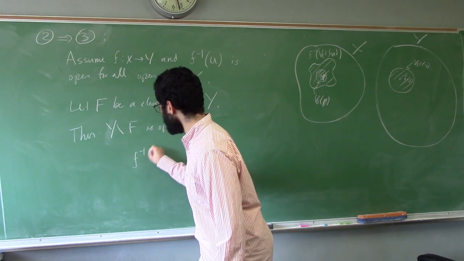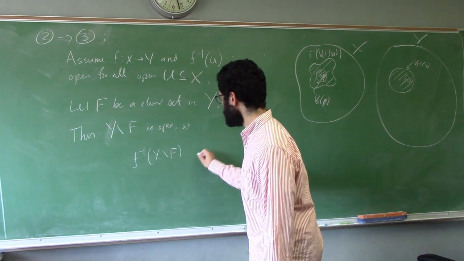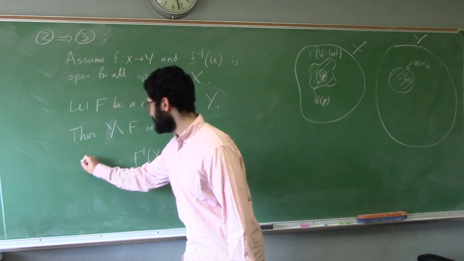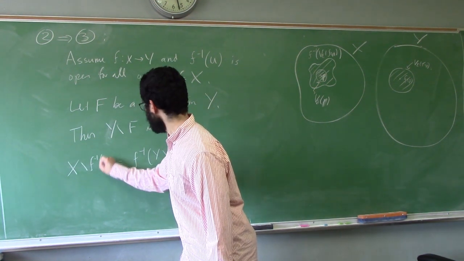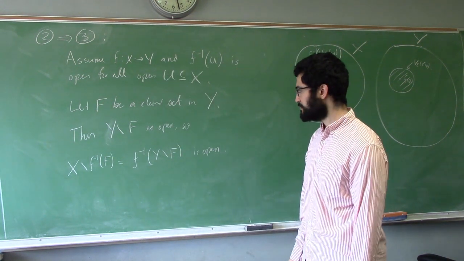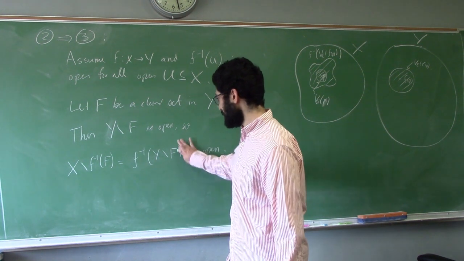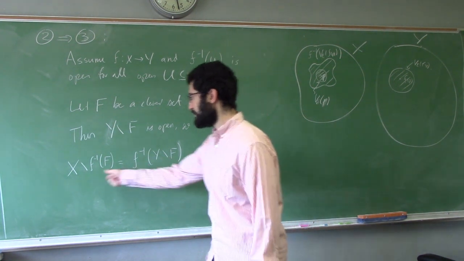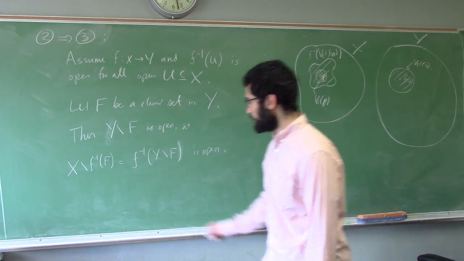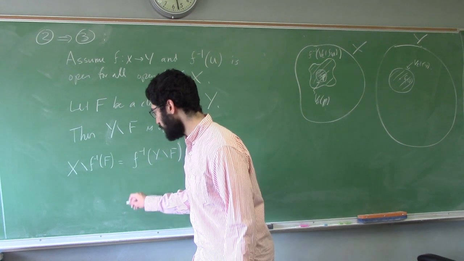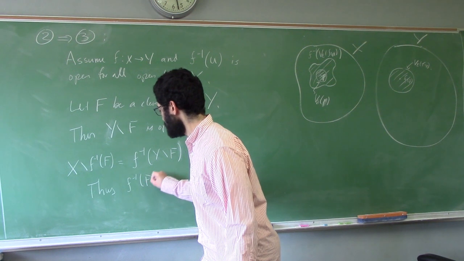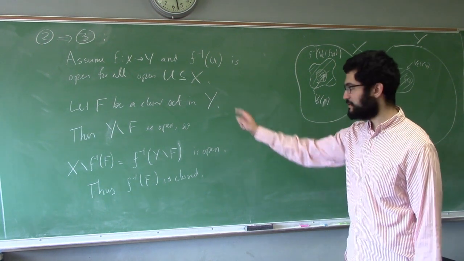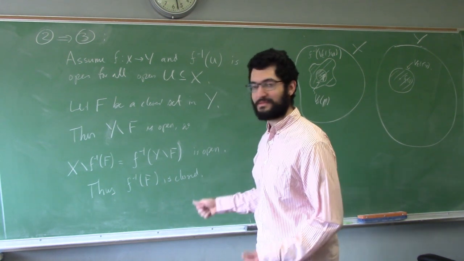So the preimage of Y without F is open. And the preimage of Y without F is X without the preimage of F. So preimage of complement is complement of preimage. So the preimage operation acts on sets, typically in a way that commutes very nicely with the set algebra operations. Okay, so the complement of the preimage of F is open, thus the preimage of F is closed. And if you want to get 3 implies 2, then you would carry out the same argument, except you would swap the words open and closed.